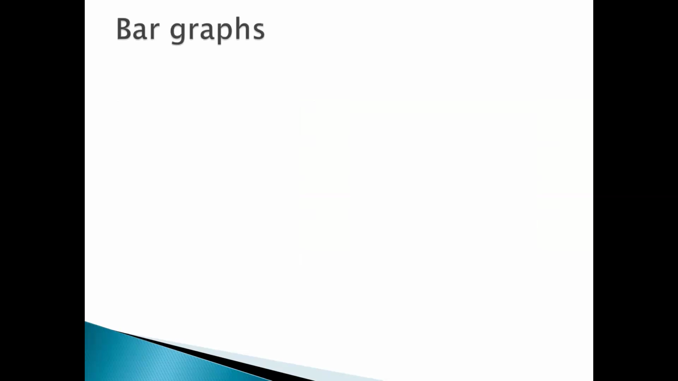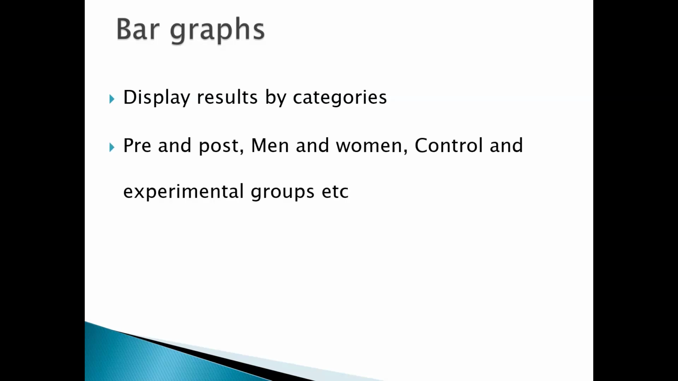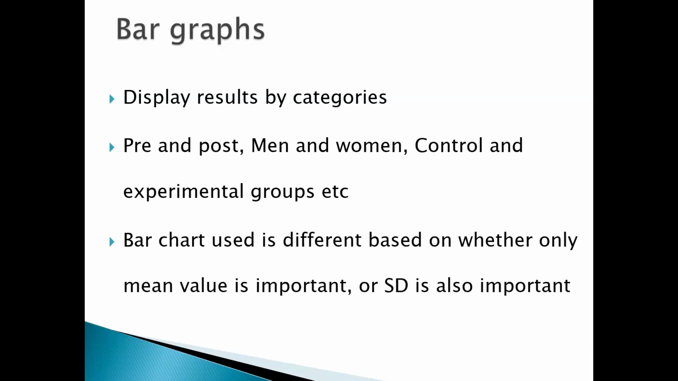Then you have the most commonly used bar graphs. Okay, people who use more than one group in their study always use bar graphs because with that we can explain the results in terms of categories. The categories could be like pre-treatment and post-treatment, or within the gender, or between two groups, that is control group and experimental group, etc. Okay, so we need to remember that a simple bar chart is used only when you want to show the mean value.